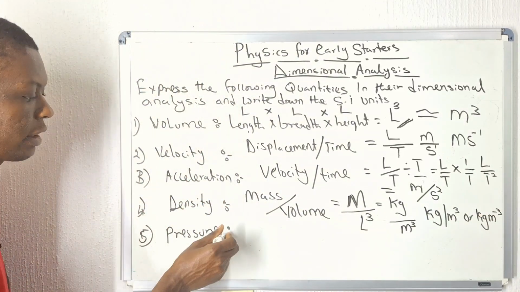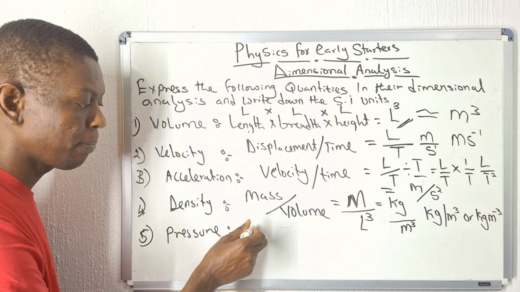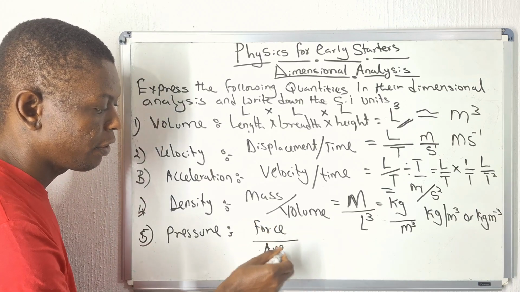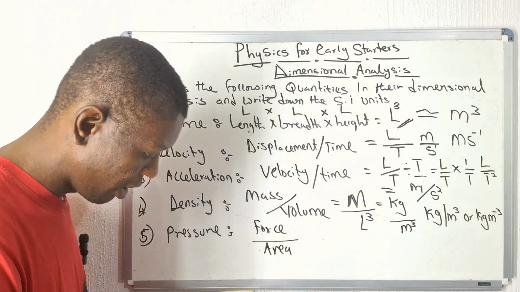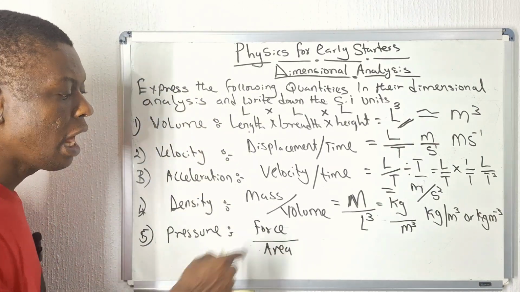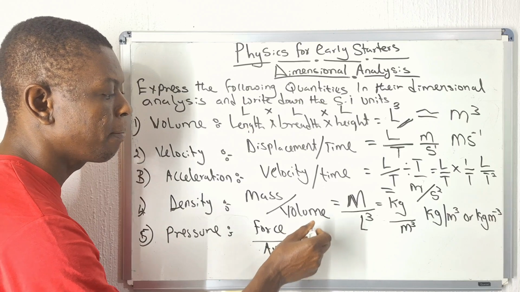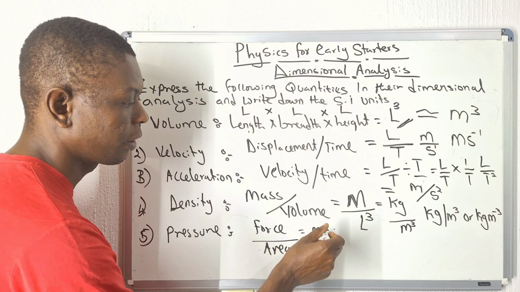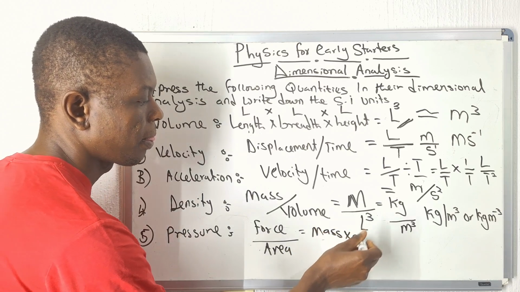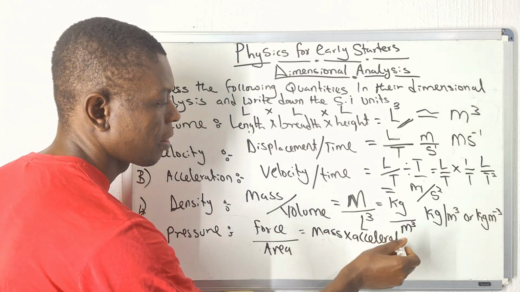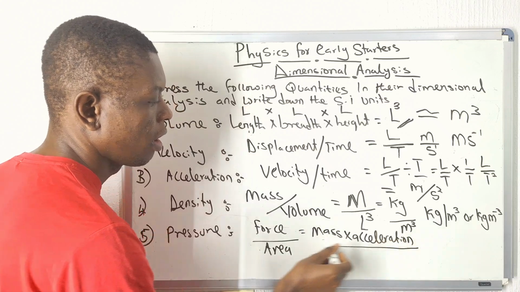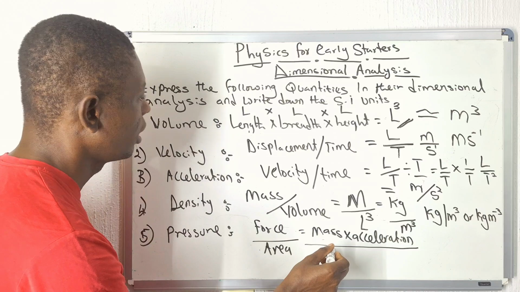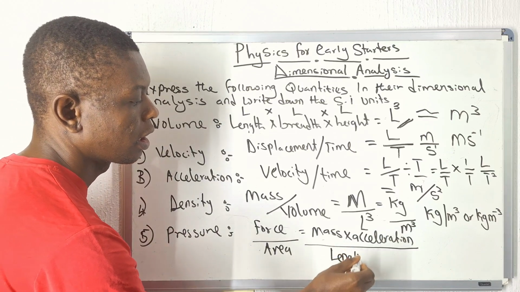Now, the last but not the least here is pressure. What is pressure? Pressure is simply force over area, the force acting on a given area. That is what pressure is defined as. And now, what is force? Force is simply mass times acceleration. So this becomes force, mass times acceleration. And area we simply know is what? Length times length.